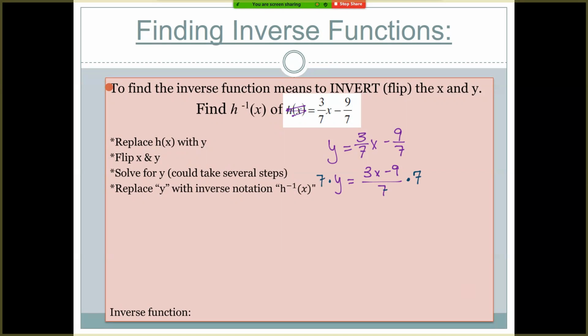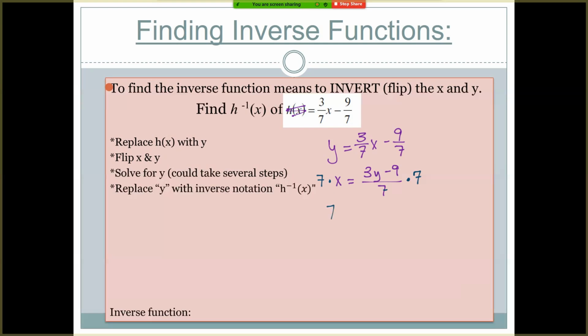Oh, we didn't switch our variables. What? Make sure you switch your x and y, and I forgot. I was so excited about multiplying by 7. Cancel my fraction out. Hey, it's exciting stuff.